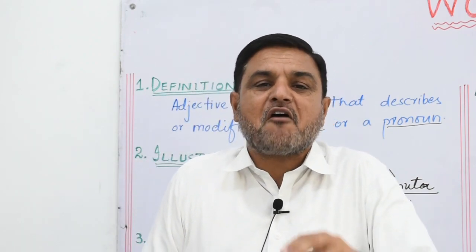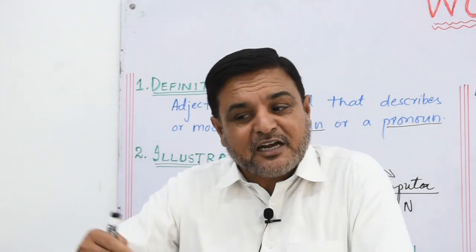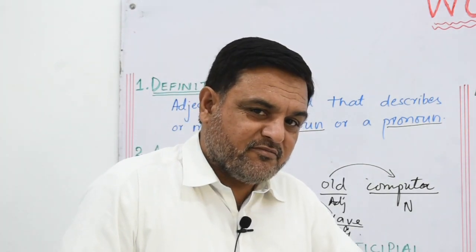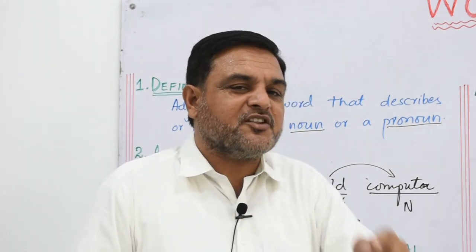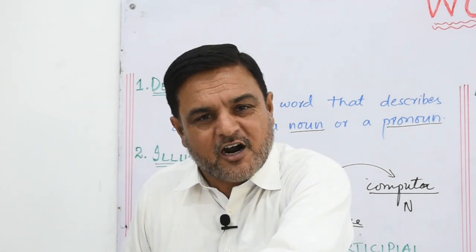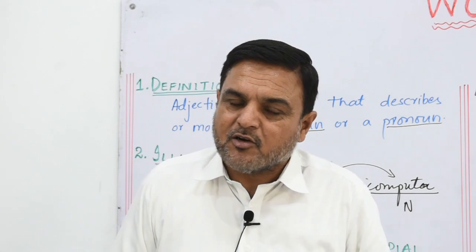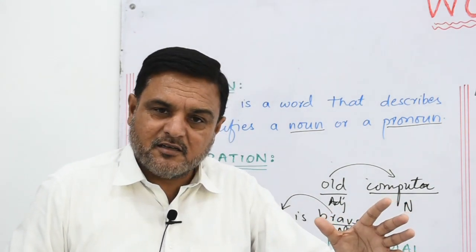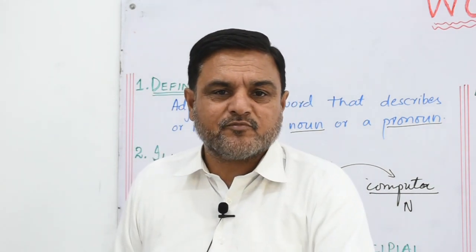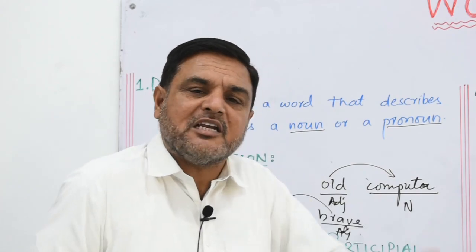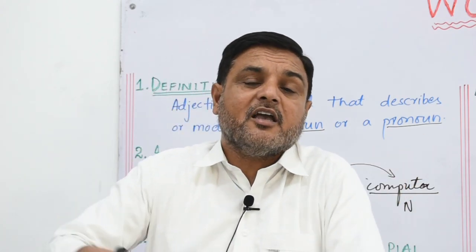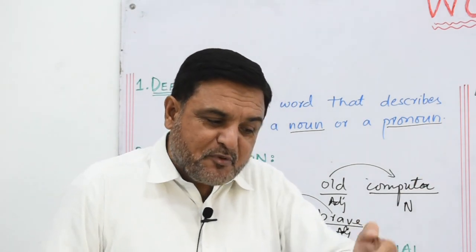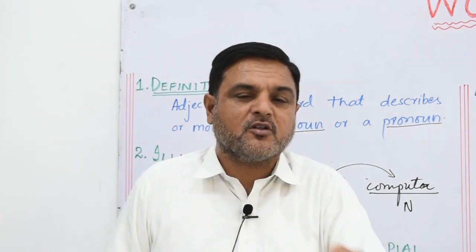But sometimes, if a word that looks like a verb performs the same function, that it describes a noun, that it describes a pronoun, that it modifies a noun or pronoun, then this apparently verb-like word will be called an adjective as well. Why? Because basically it is about the function that a word performs. So any word, whether you consider it as a verb, you are familiar with it as a verb, or you are familiar with it as a noun, or maybe you are familiar with it in any other way, if it performs the function of describing a noun or pronoun, if it performs the function of modifying a noun or pronoun, then it will be called an adjective.